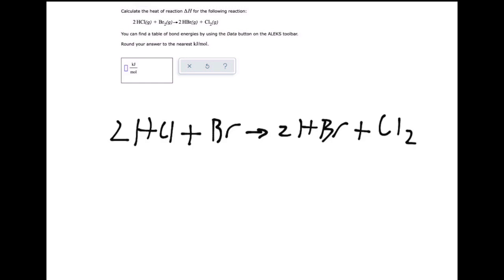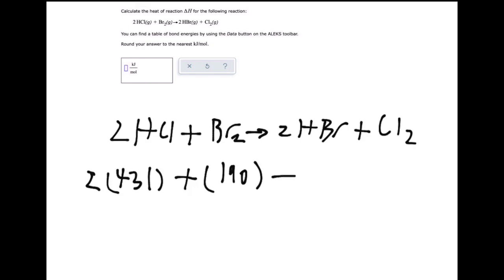So in order to do that, we see how many bonds are there in this first piece. So it's 2 times whatever the amount of energy is for an HCl bond. I found an HCl bond to be 431. Yours might be slightly different, so make sure to check that before you do this problem. And then plus, Br2 is a Br-Br bond, and I have that at 190.